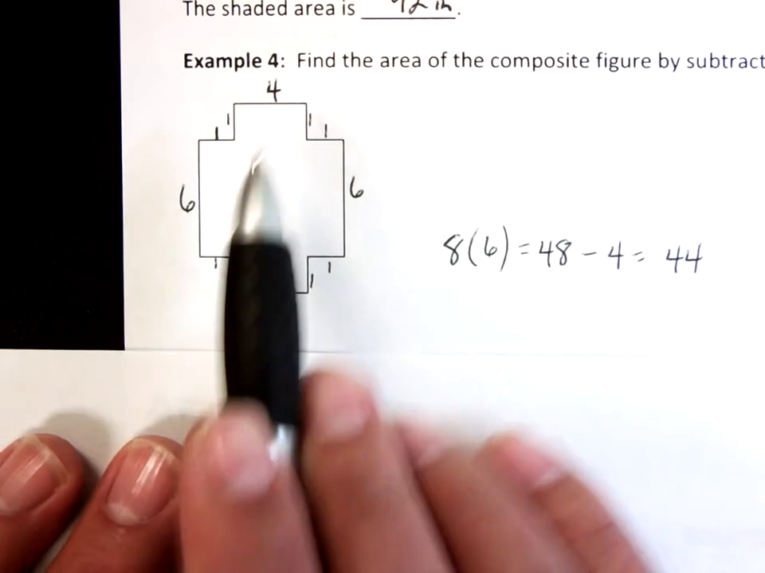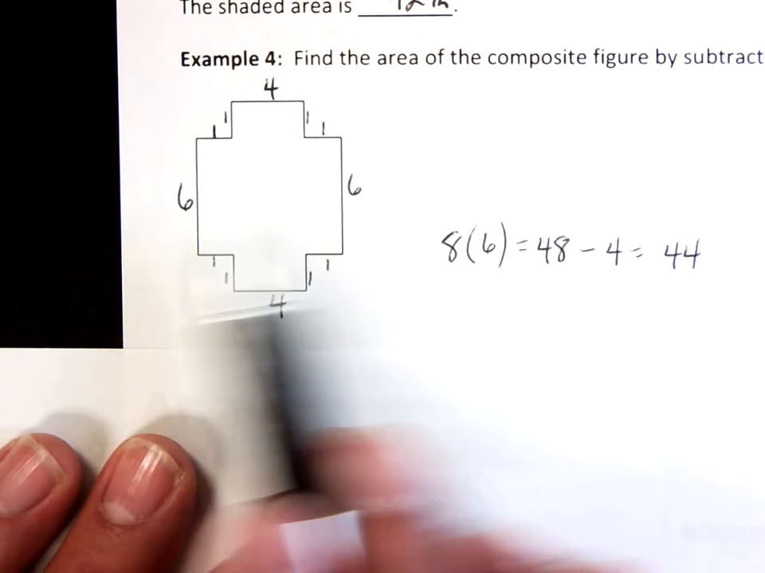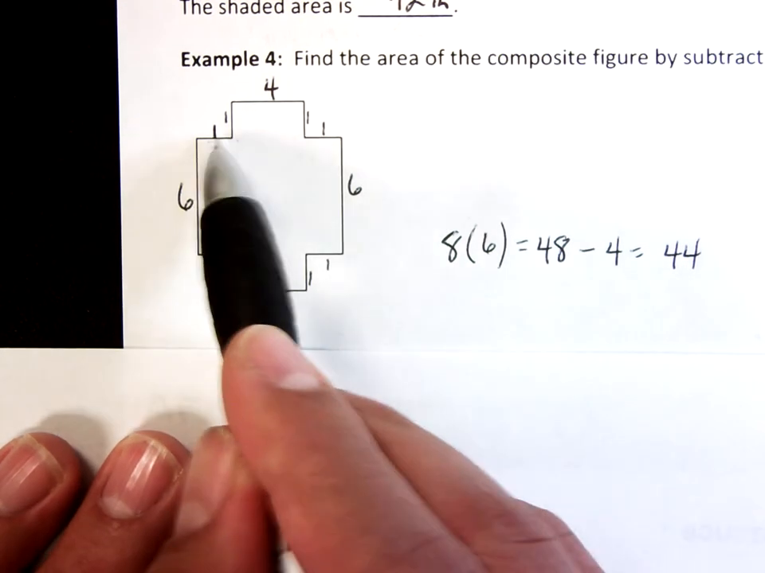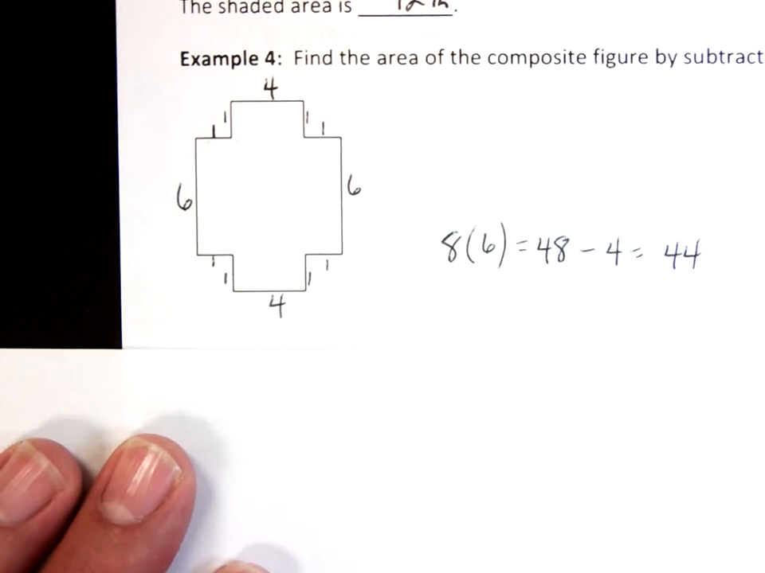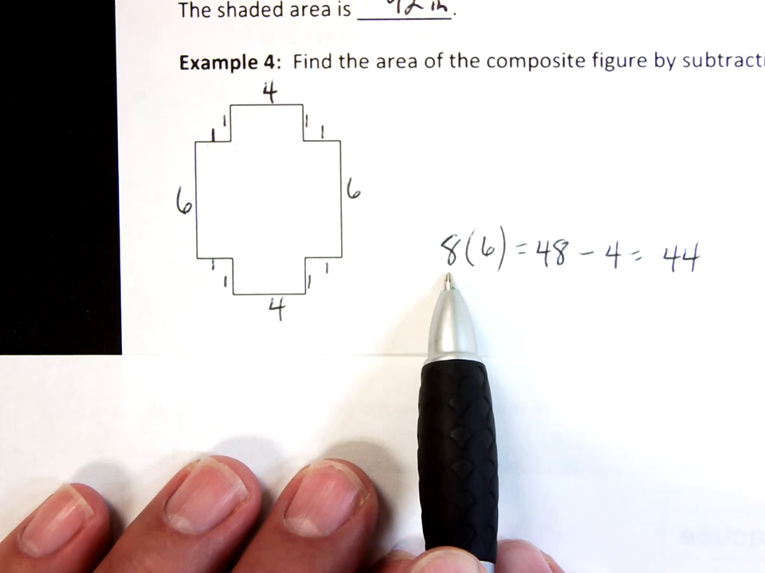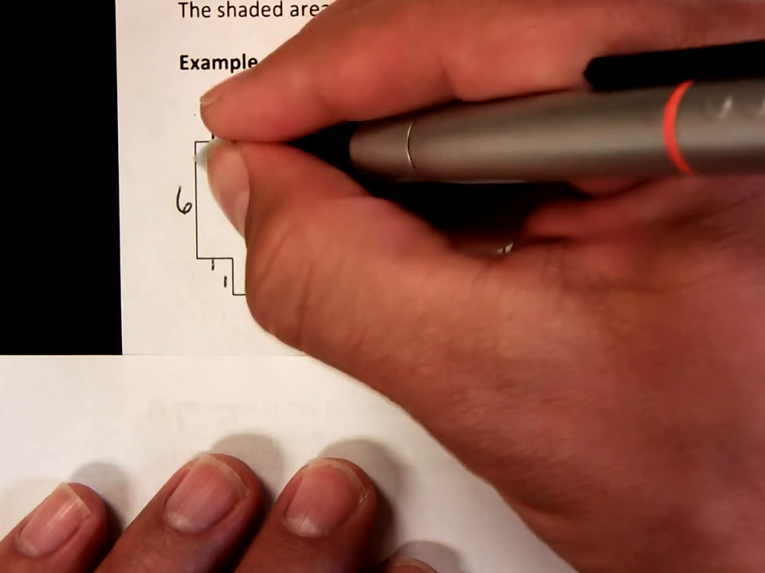I called this length 4, I called this length 4, I called that 6, that one 6, and I called all these little small ones 1. So it's 1 from there to there, it's 1 from there to there, 1 there, 1 there, and so on. So I'm going to do it the same way I did the last one. So I'm going to take 8 times 6. Okay, where's the 8 and the 6 coming from? So I found the length. Imagine, let's see if I can make some dotted lines here.